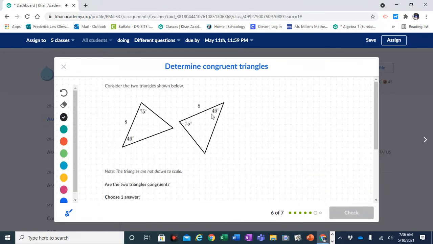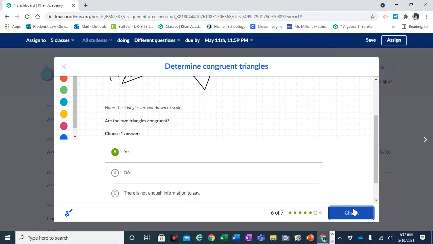Okay, for this one, right away, angle, side of 8, angle of 46. Angle of 75, side of 8, angle of 46. So they are congruent.